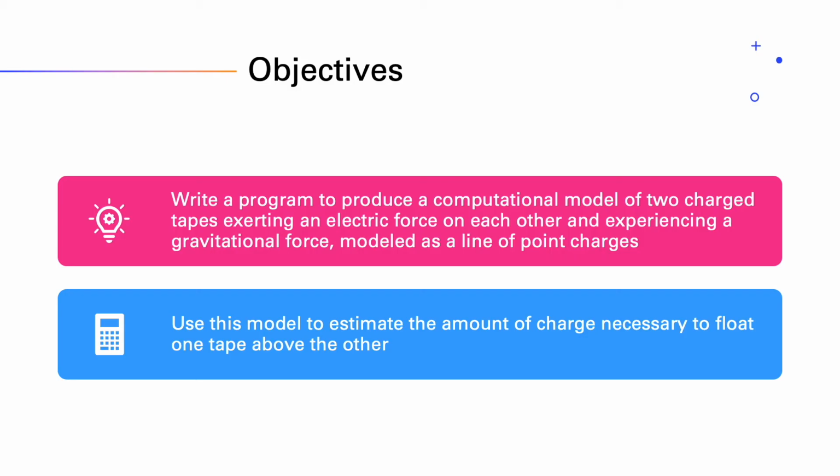So now for the coding section. The objectives are to write a program to produce a computational model of 2 charged tapes exerting an electric force on each other and experiencing a gravitational force, modeled as a line of point charges. And then we use this model to estimate the amount of charge necessary to float one tape above the other. So the main goal is to plug in all of our information, write a correct program, and figure out what is the minimum charge needed to float tapes above each other.